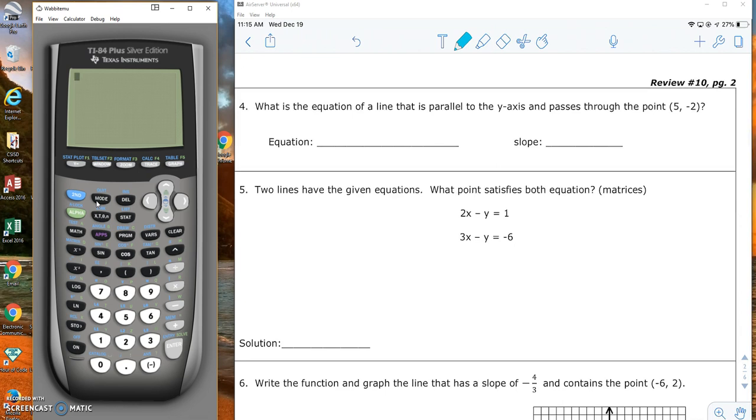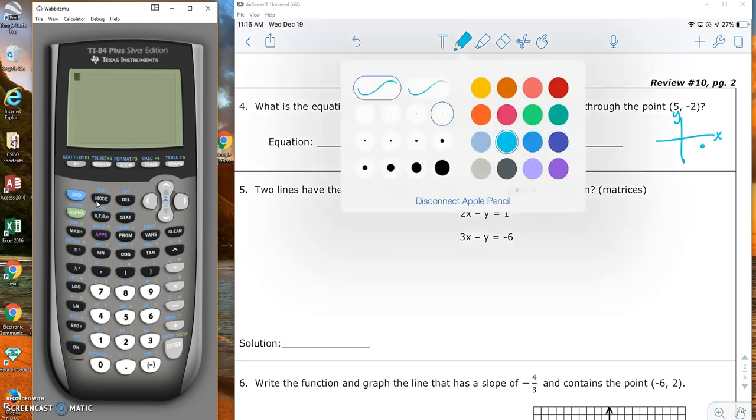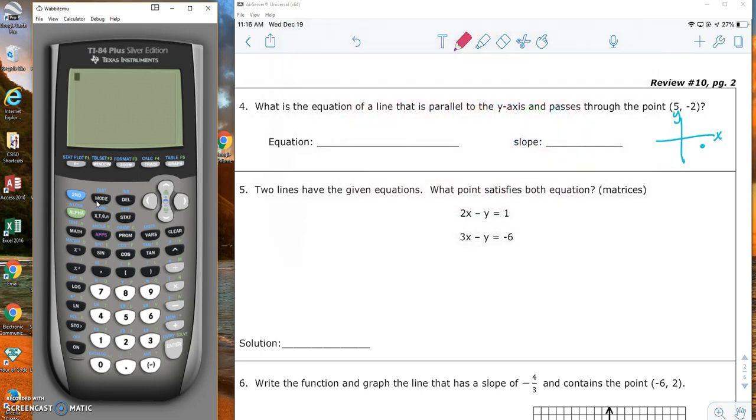Problem 4 wants an equation parallel to the y-axis that goes through the point 5, -2. So I always just draw my little grid. 5, -2 goes to the right and down. Doesn't have to be exact. This is just a sketch. Parallel to the y-axis. Parallel means same. So it is the same as the y-axis. The y-axis goes up and down, so this goes up and down. Up and down is a VUX because this is vertical.